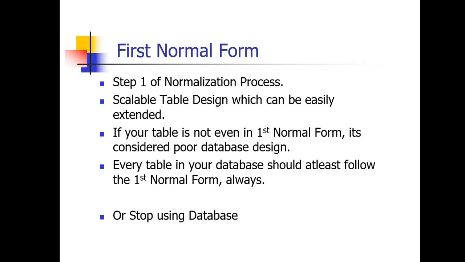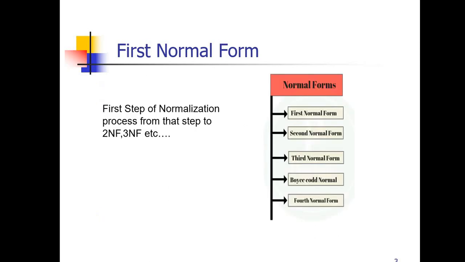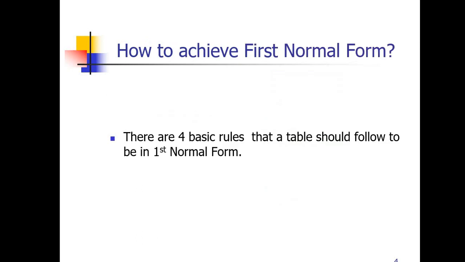Otherwise, you will spoil the database. This is the first step of normalization. From that come second normal form, third normal form, Boyce-Codd normal form, and fourth normal form. In order to achieve the first normal form, you should follow four basic rules. Now I will state what the four rules are.